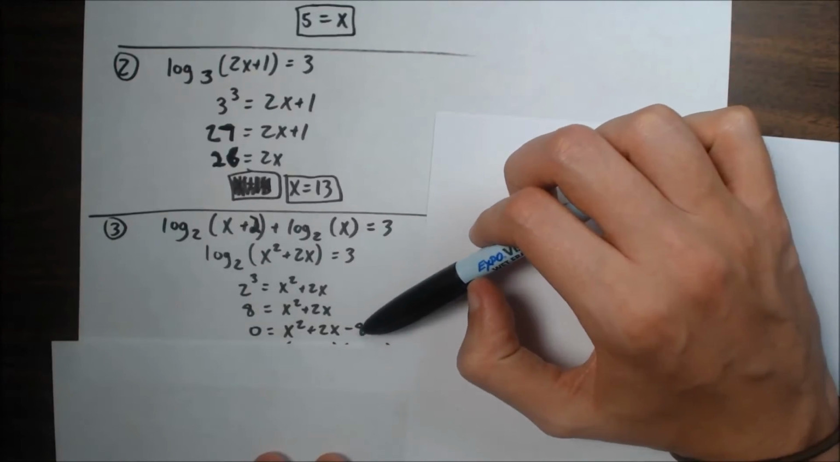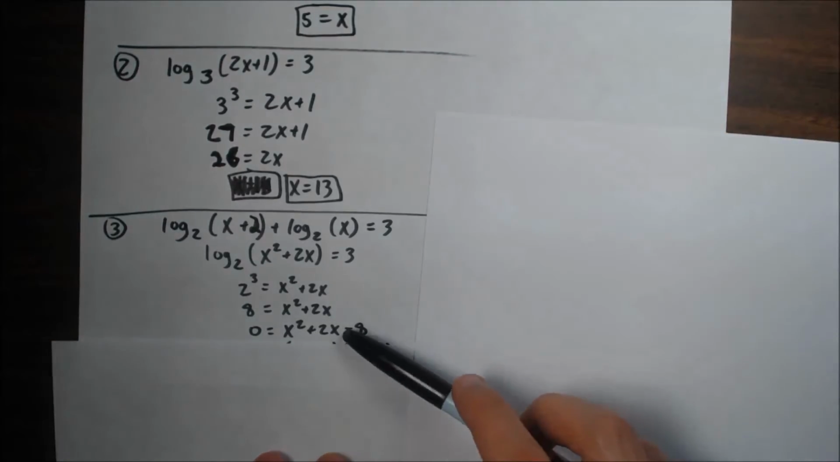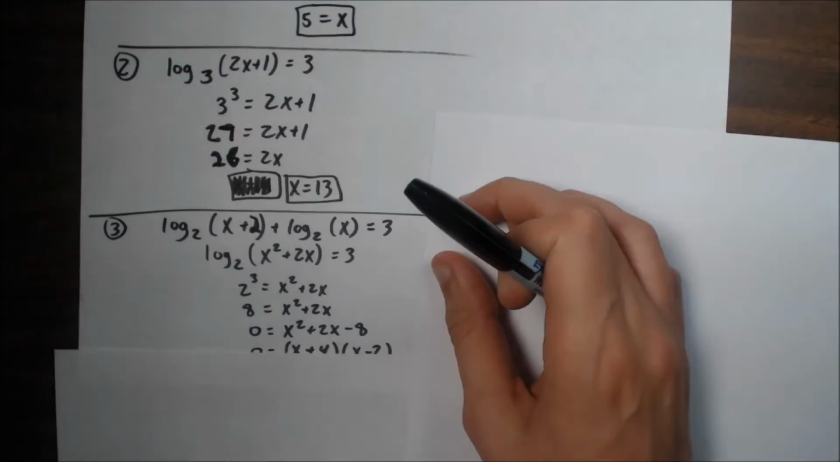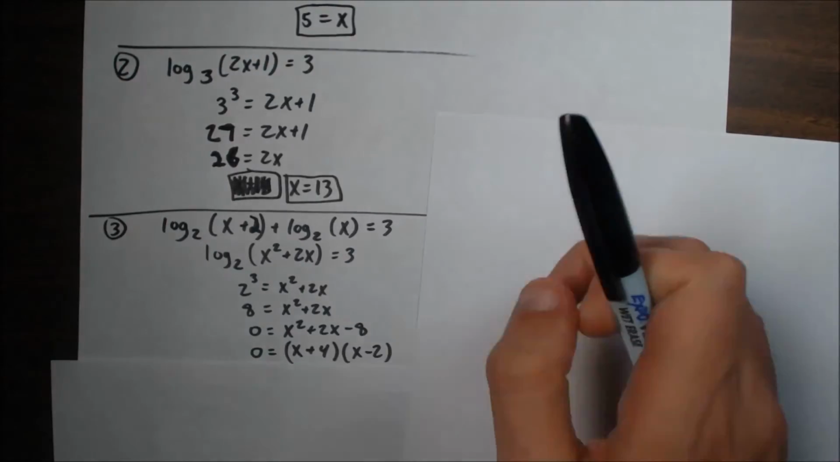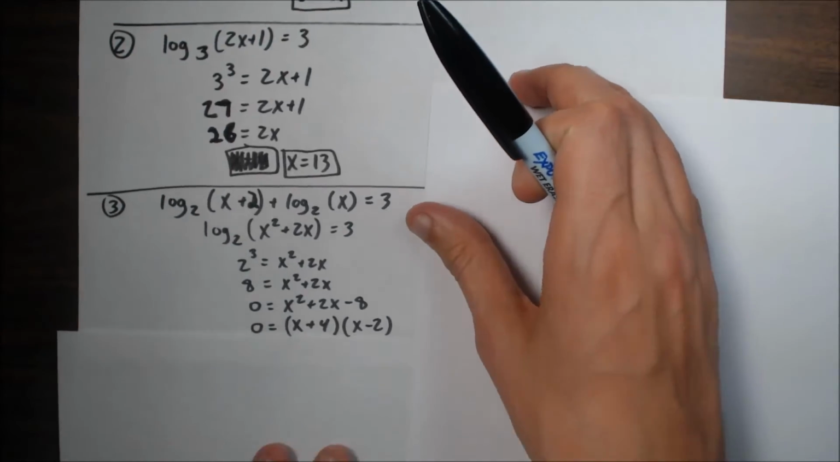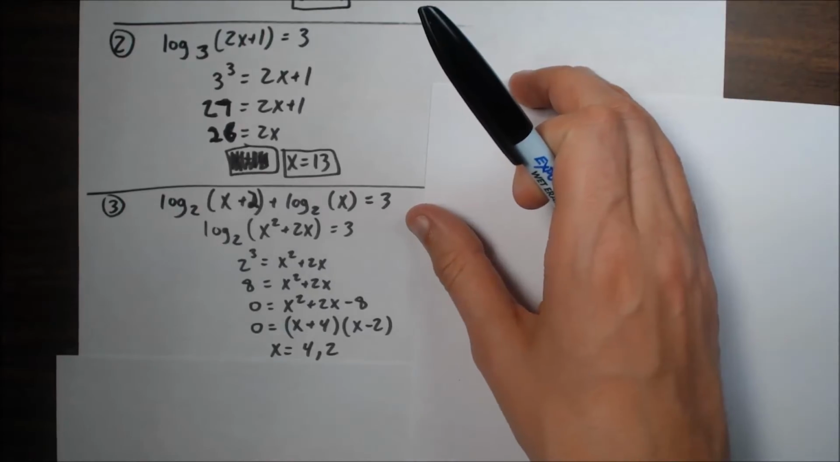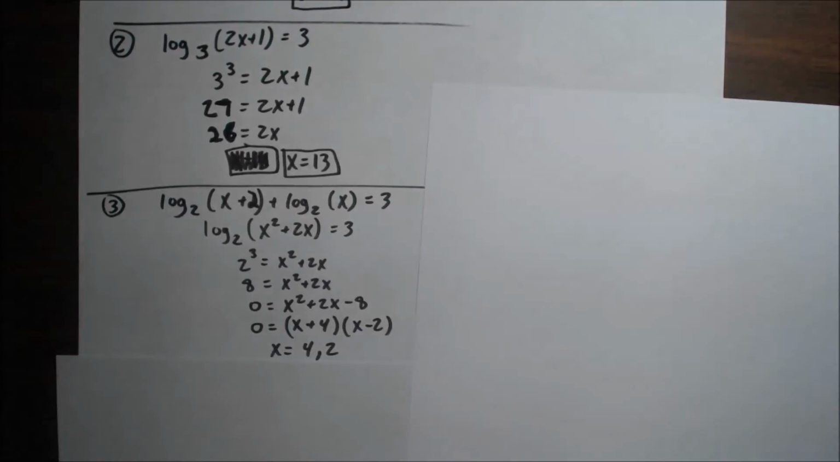You can use the quadratic formula at this point, or you can try to factor. In this case, since it's easily factorable, I'm going to go ahead and do that. X plus 4 and x minus 2, which means my solutions are negative 4 and 2. Now, even though it says we have two solutions, we probably don't. So we need to check and make sure that both of these are actually solutions.